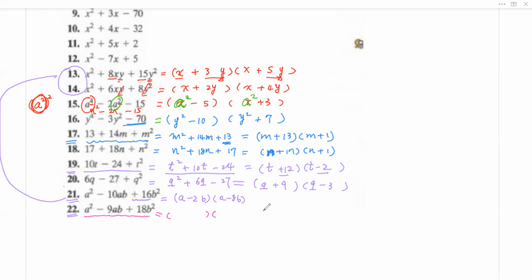You can do negative 6 and negative 3. A, B here. So here, negative 18 can be factored into negative 3, negative 9, negative 6, right? Yeah. So it's negative 3, negative 6.